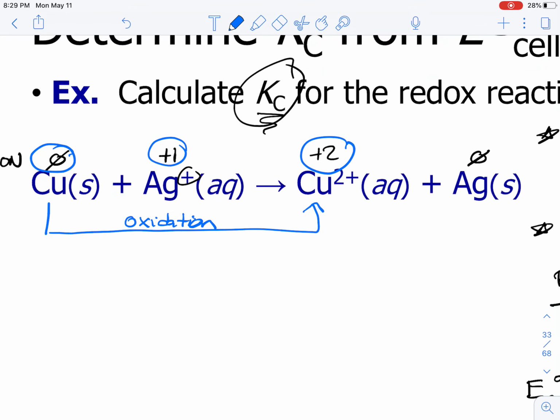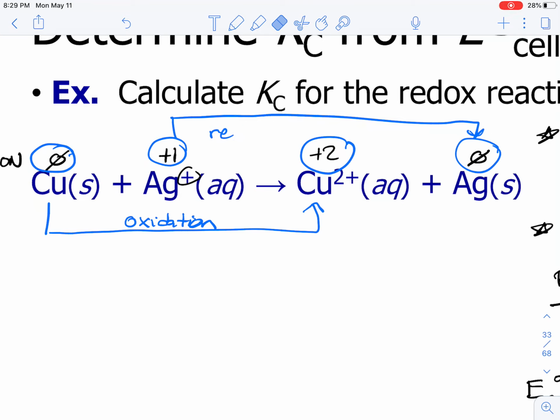And so here for silver, if I'm looking at my oxidation number, notice that it's going down. It's going from +1 to 0. So this is going to be reduction. Let me erase this real quick.